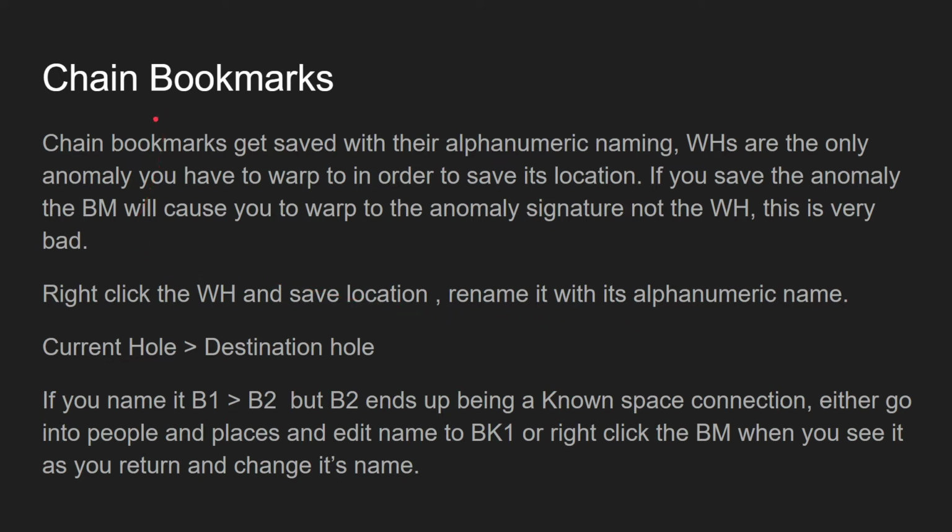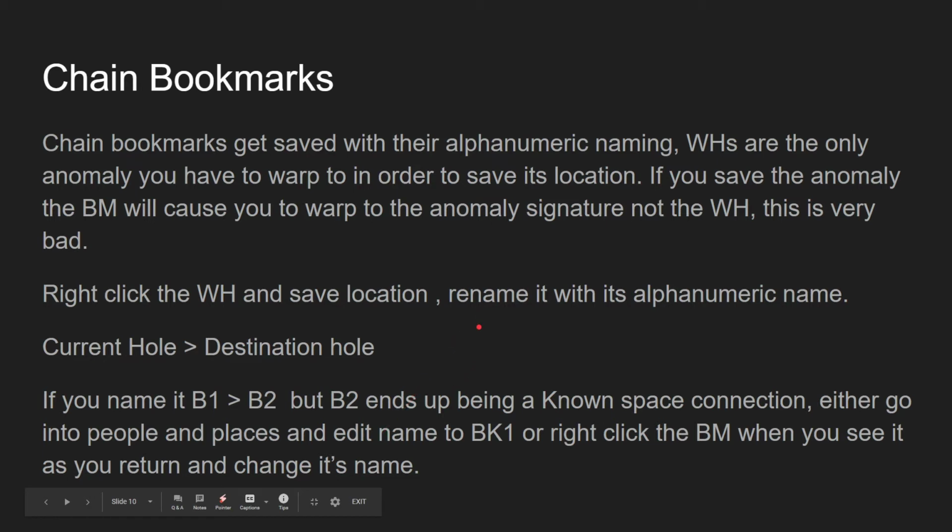Okay. So in a chain, if you're inside B1 and the second wormhole has not yet been found inside the B chain, and you find it, you warp to it, you save the location by right-clicking, save location of that wormhole. You name it, where you're at, where it's going. It's going to B2, but you haven't yet gone through there. You now warp through it and you find out, wait, this is a G to connect. This is known space. You can go back to people and places and edit the location in there, or when you warp back the way you came, you can right-click the bookmark and edit.